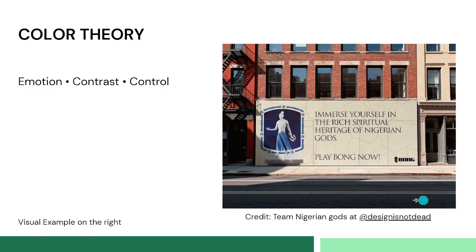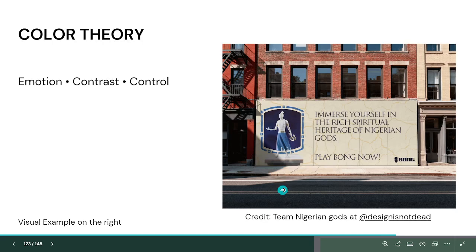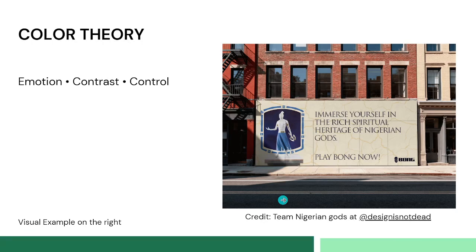And there is a visual example here by the right. The credit is for Team Nigeria got at Design Notepad on X. As you can see, this design here communicates authority, looking at the image here, and the use of color that aligns well with the image. It also explains how color theory is being used in practical application of design.